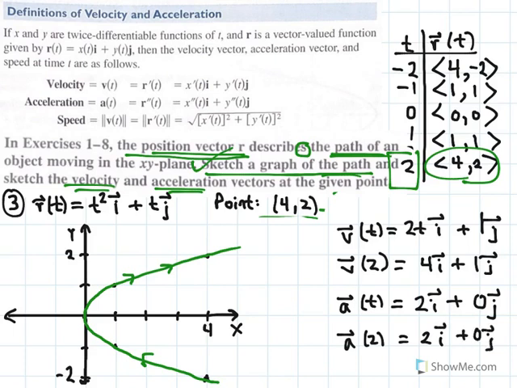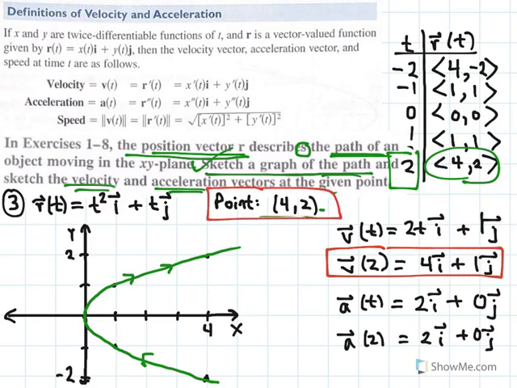And I can now sketch the velocity vector at the point 4, 2. I will start with the initial point of my velocity vector at the point 4, 2, and the velocity vector has a horizontal component of 4 and a vertical component of 1. So the red vector that I just sketched represents the velocity of the object at time t is equal to 2. The object is moving in the direction shown by the vector, and the speed of the object would be equal to the magnitude of this vector, or the length of this vector.